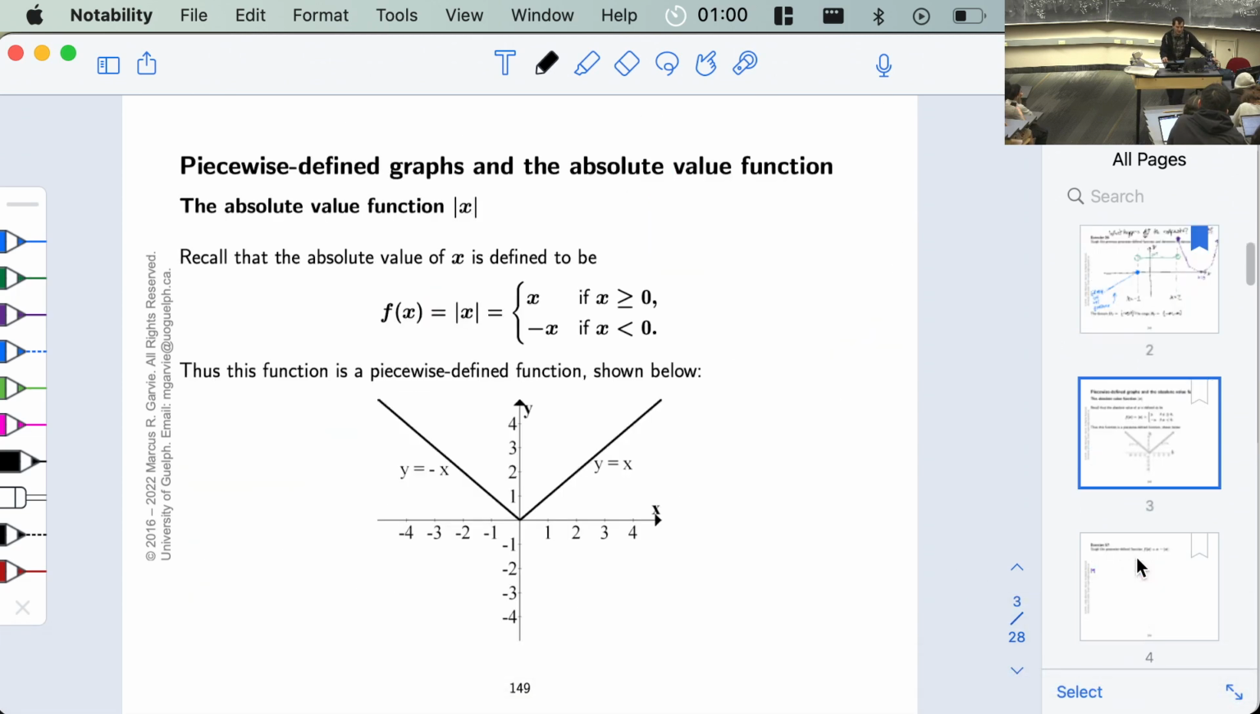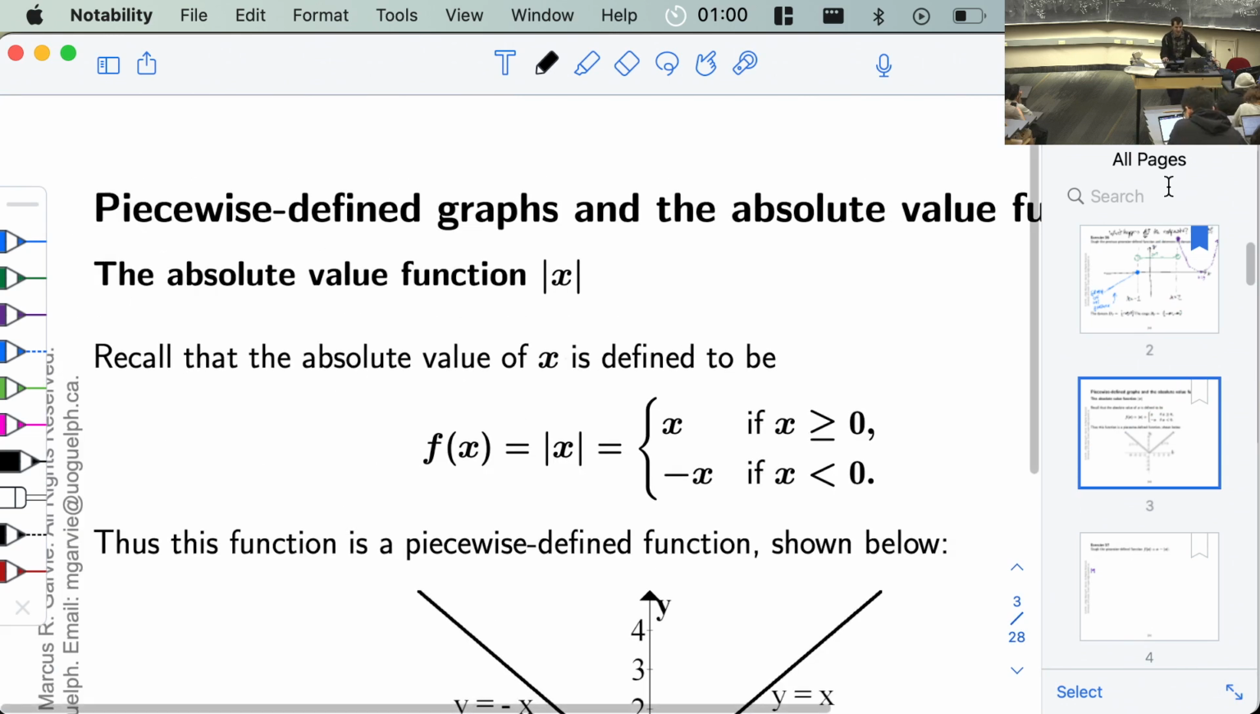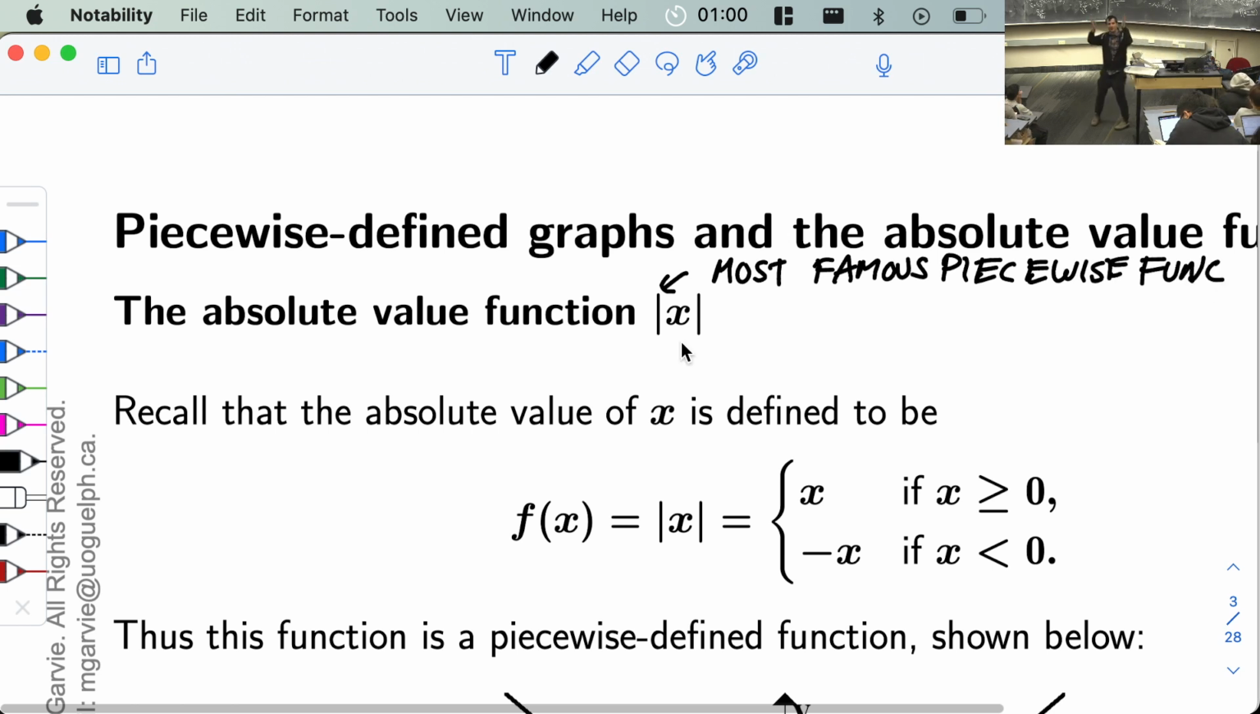The world's most famous piecewise function is the thing we're doing next. This is the influencer of piecewise functions, the absolute value function. Most famous piecewise function. What is it? It's drawn like this with 2 lines. And you have to know that the 2 lines means this special function.